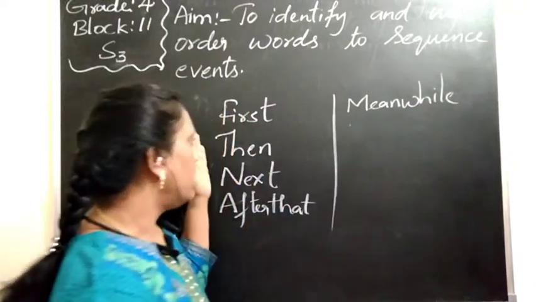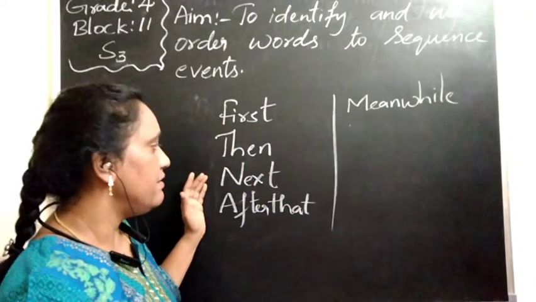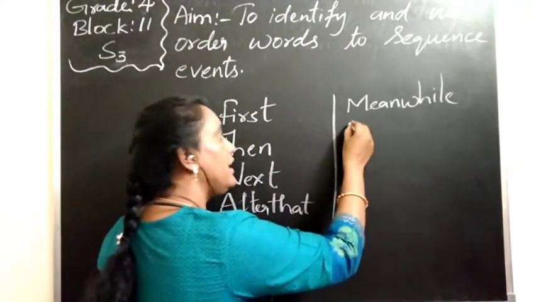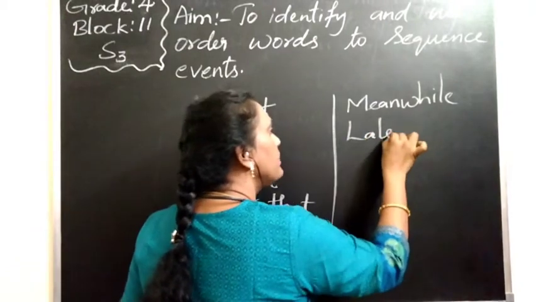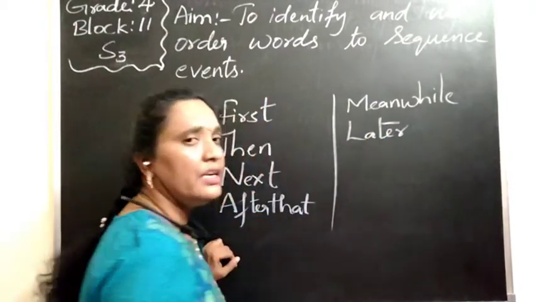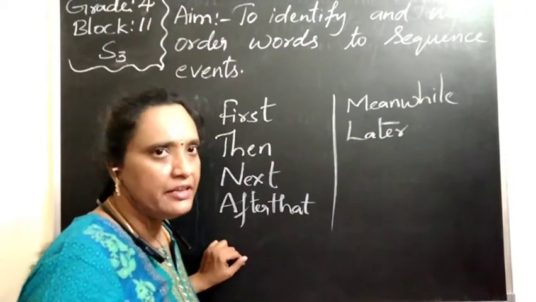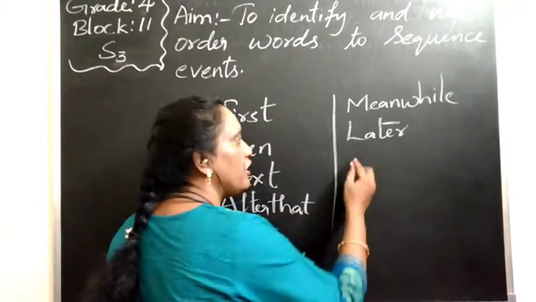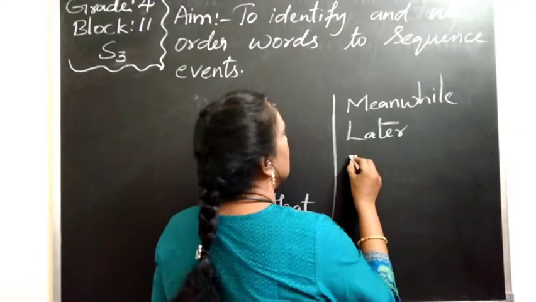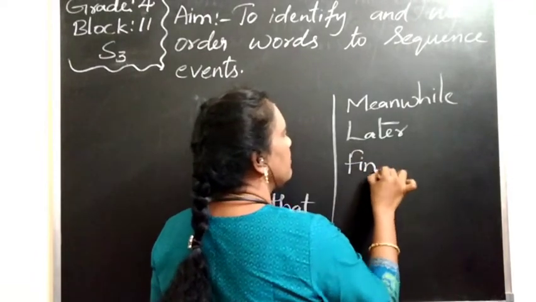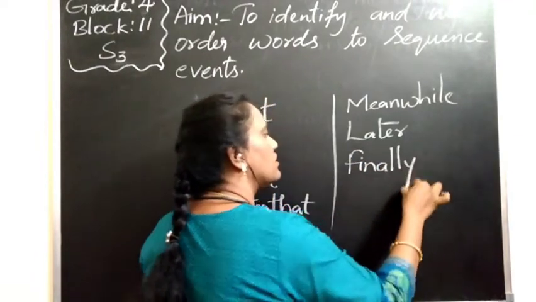So first, then, next, after that, later. Later means one thing happened, after that later he did. They later asked him to do, later he did this, later he did that. So in that way we can do. And then comes finally. Finally means it's the last.